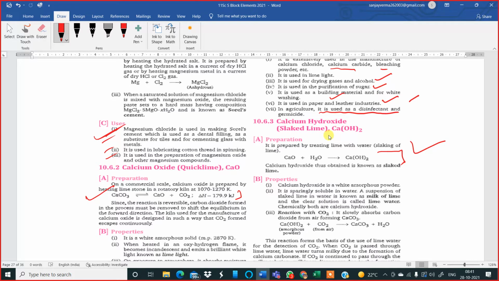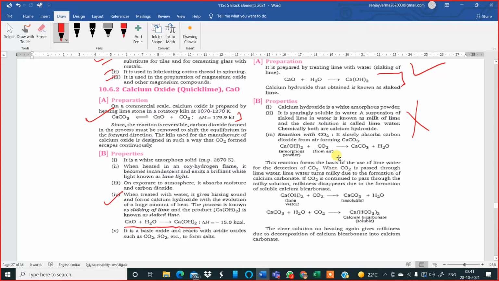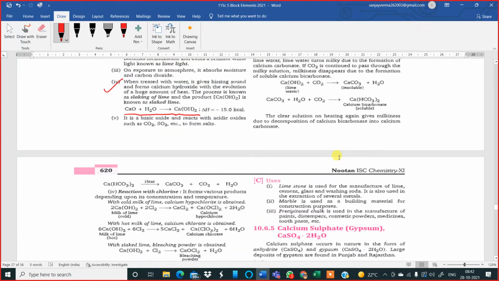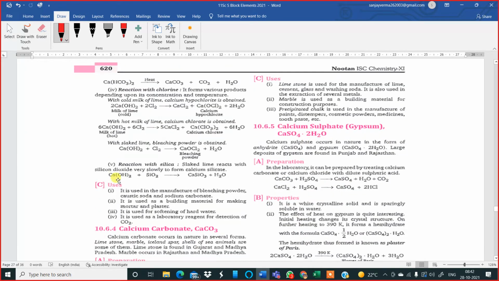Now, after that, properties are not required. Only the uses. Only the uses of calcium hydroxide or slaked lime. So, uses are there on the next page over here. Calcium hydroxide is used in the manufacture of bleaching powder, caustic soda, sodium carbonate. It is a building material, used for softening of hard water. It is used as a lab reagent.